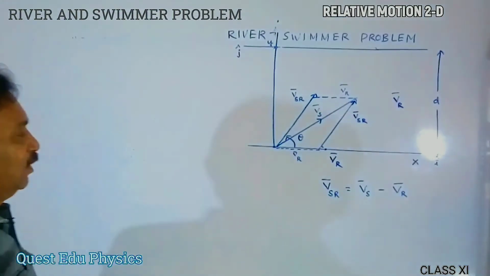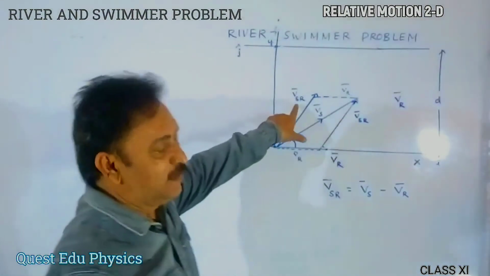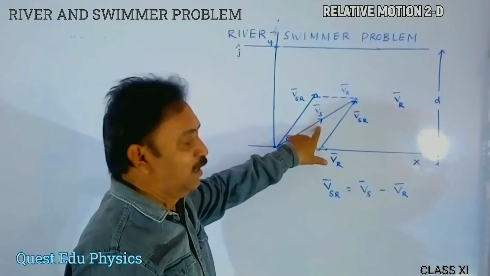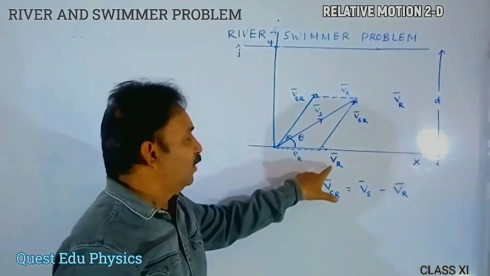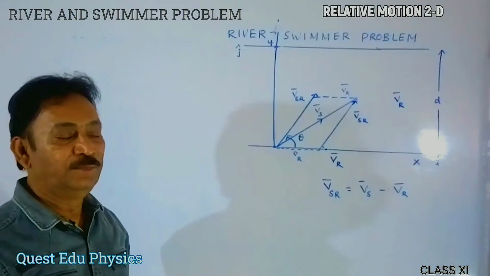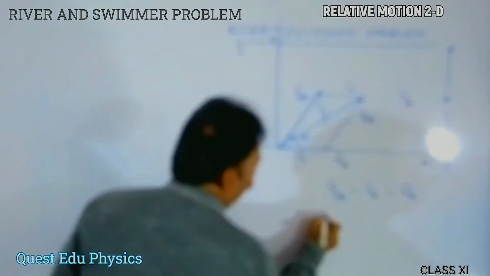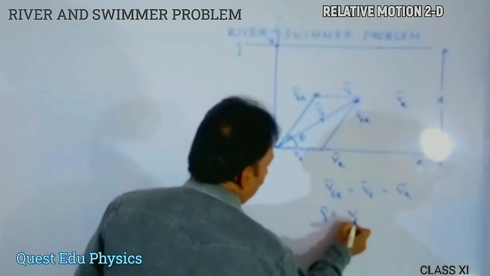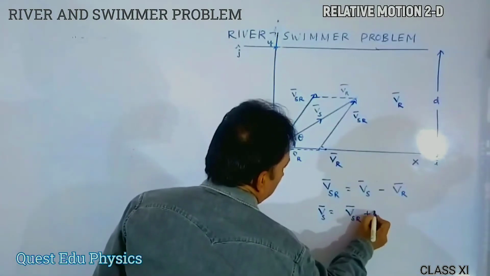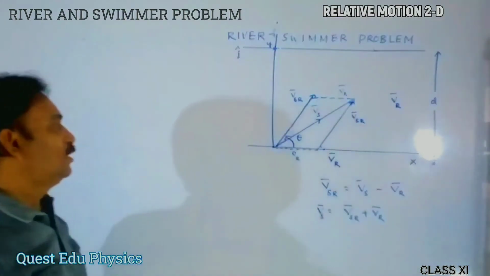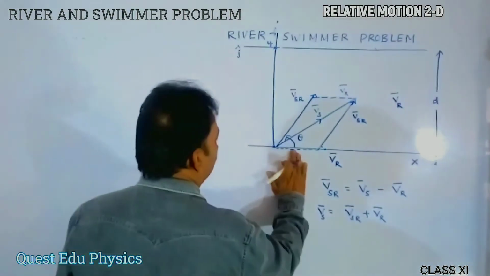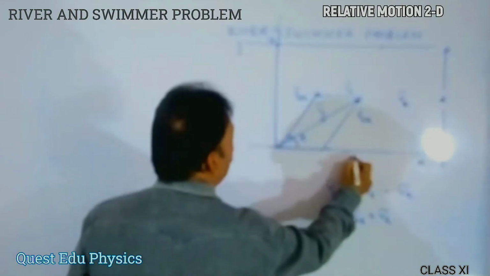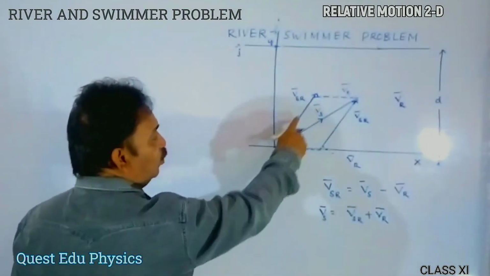I resolve the velocity into what is it? VSR. By using the VSR, I am trying to find out the velocity of the swimmer with respect to the river, with respect to the velocity of the river. Here, this equation can be further written as Vs bar is equal to VSR plus VR. Okay, students? To get that, what I am doing here? I am resolving this VSR into rectangular components.